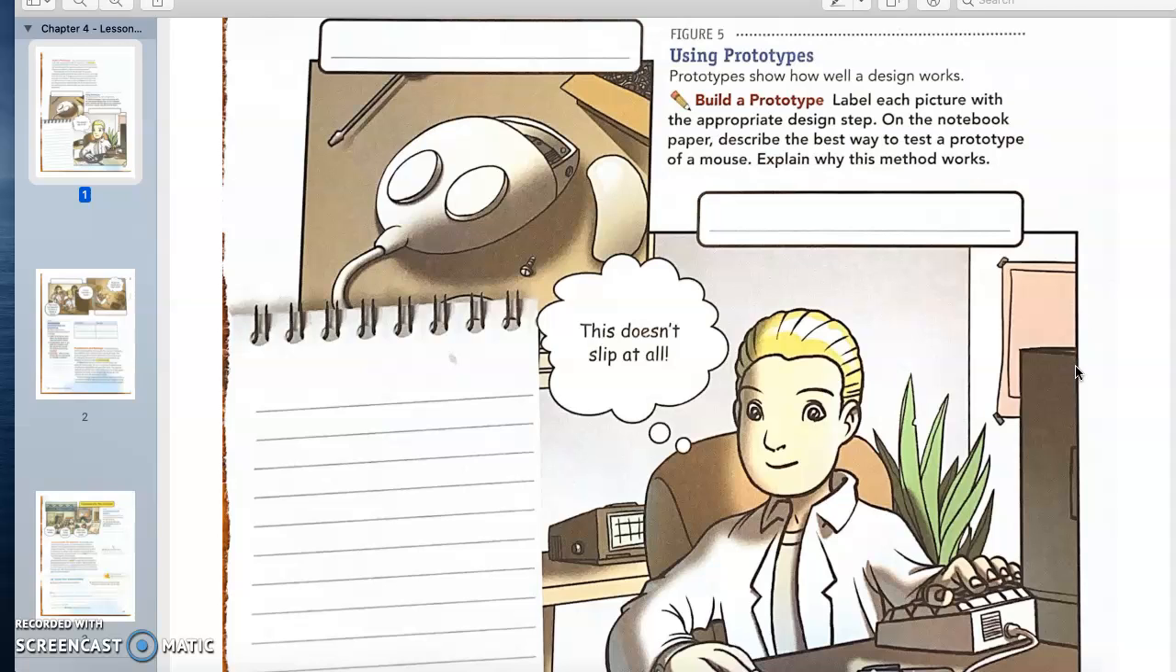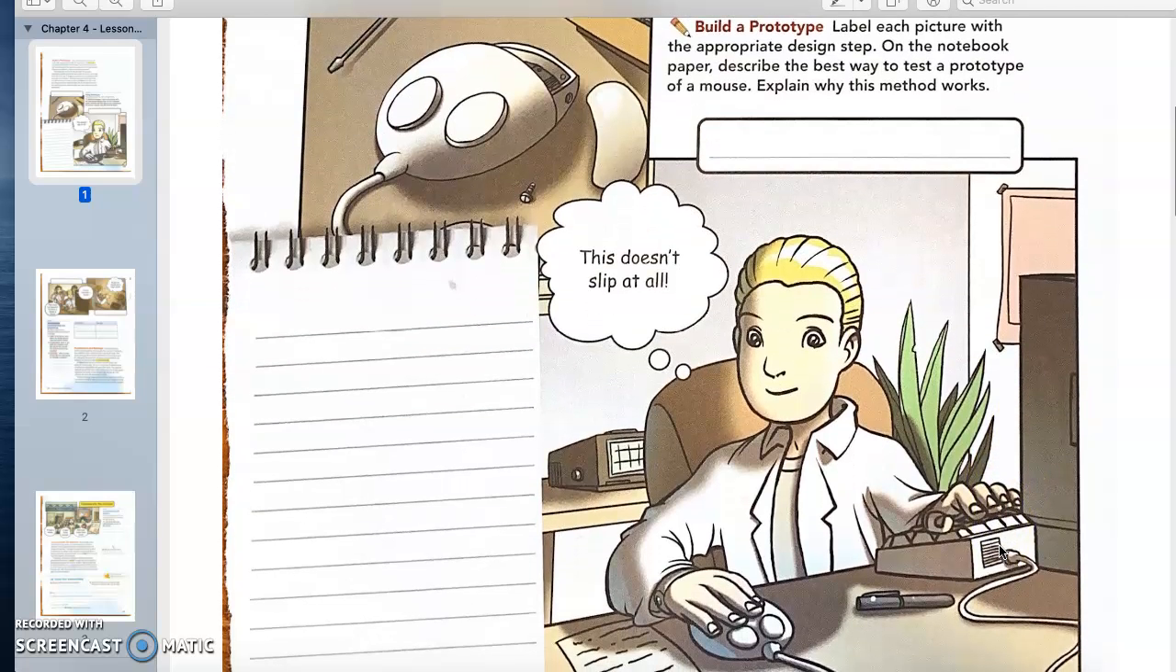So the first one has a picture of the mouse and I can see some tools and some different parts. So is that going to be build a prototype or test a prototype? Right, that's definitely going to be build a prototype. And in the second picture, he's thinking, oh, this doesn't slip at all, and he's actually using the prototype. You're right, so that's going to be testing a prototype.